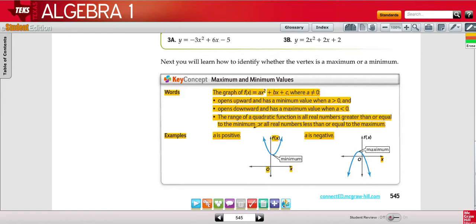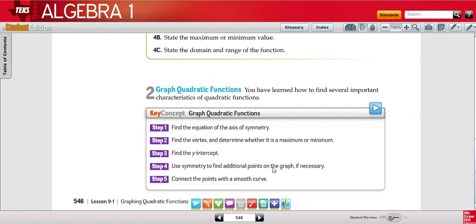The range of a quadratic function is all real numbers greater than or equal to the minimum or all real numbers less than or equal to the maximum. So in other words here, if a is positive and our graph is open upwards, our range is going to be all real numbers greater than or equal to this minimum value here, because our graph is going to be greater than that value. Where here, when our graph opens downward and we have a maximum, our range is going to be all values less than or equal to this number because our graph is below this value here. So let's take a look at some examples.